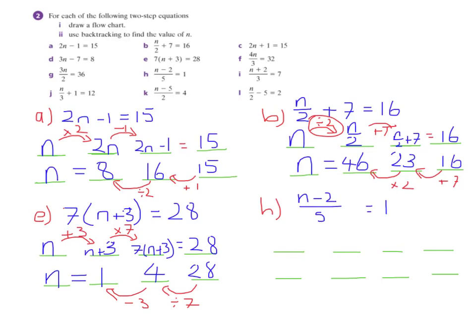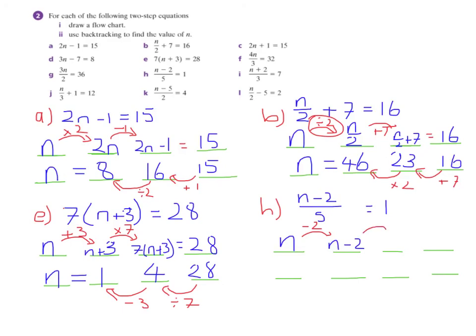We've got n take 2 over 5, divided by 5. So this is our top bit. So we'll look at that first. So we've got our n. Then we'll look at this part here. So our first step was n take 2. So we did a take 2. So we get n take 2. Then our next step was all of this, all of n take 2 divided by 5. Remember, underneath means divide by. So all of that divided by 5.